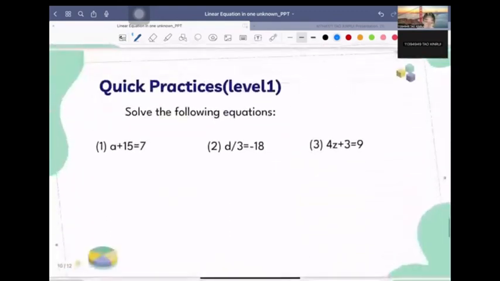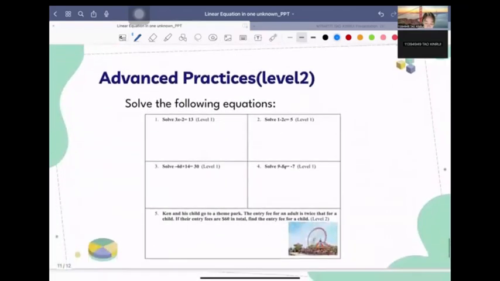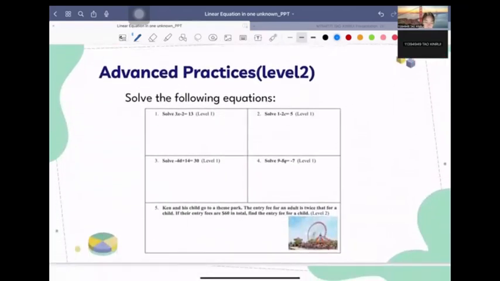There are some quick practices of level 1 that you can do first, and there are advanced practices for level 2, and you can try those also.